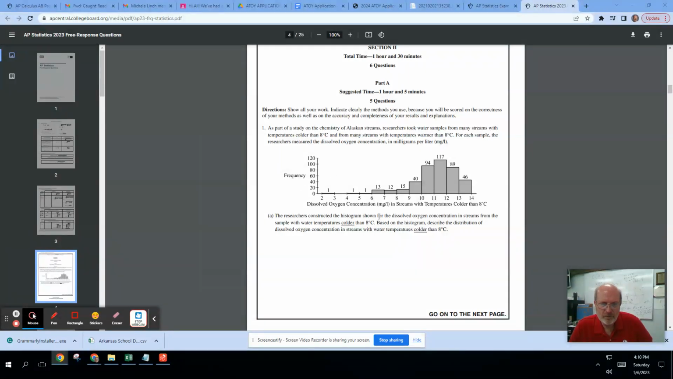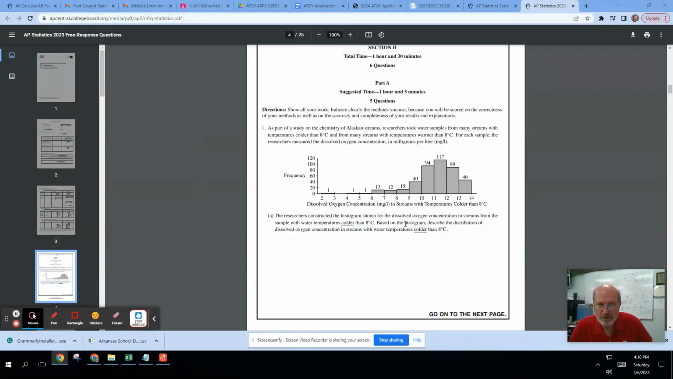Researchers constructed the histogram shown for the dissolved oxygen concentration in streams from the sample with water temperatures colder than 8 degrees Celsius. Based on the histogram, describe the distribution of dissolved oxygen concentration in streams with water temperatures colder than 8 degrees. So this display is for temperatures colder. We're not told how many, so we need to describe the distribution.